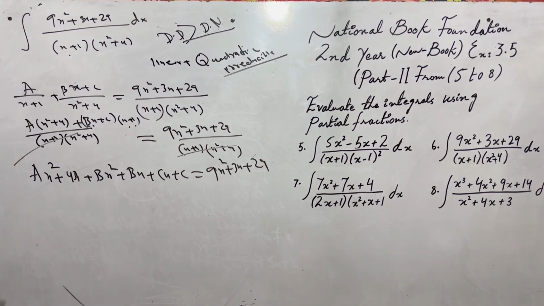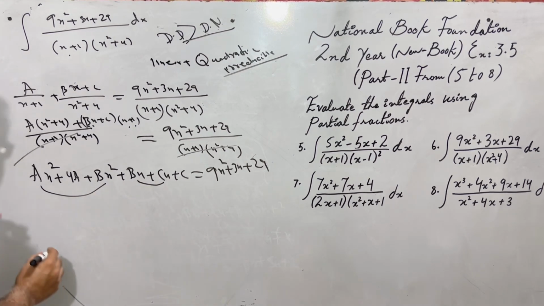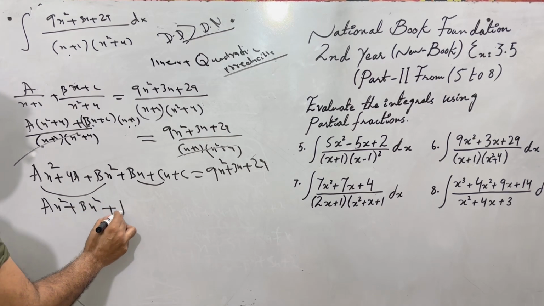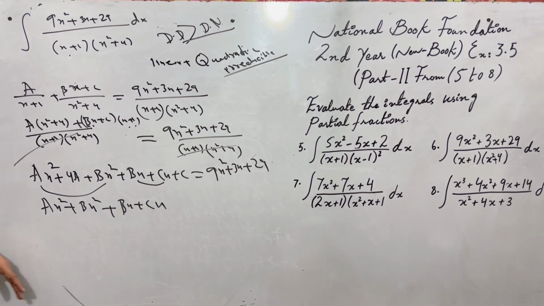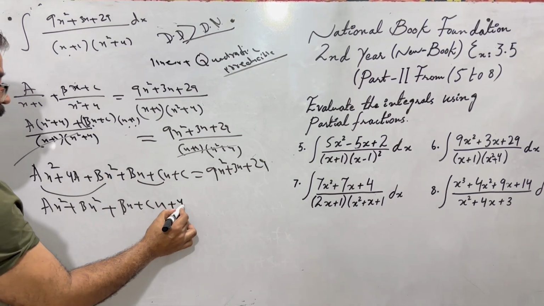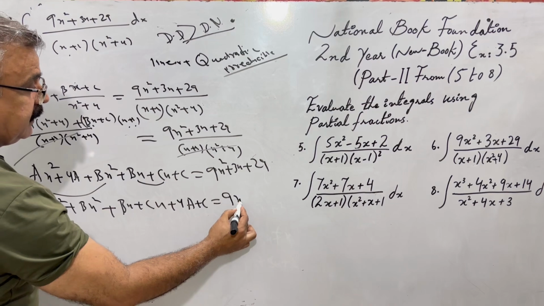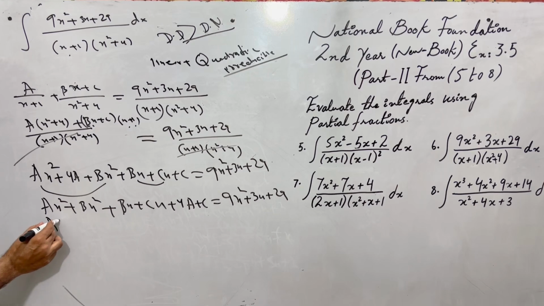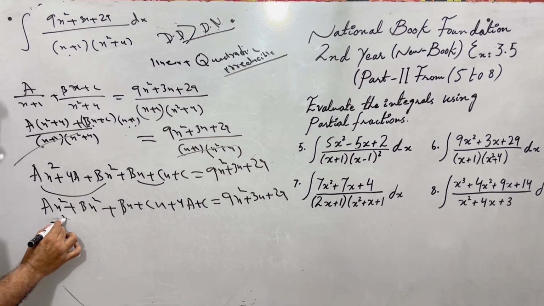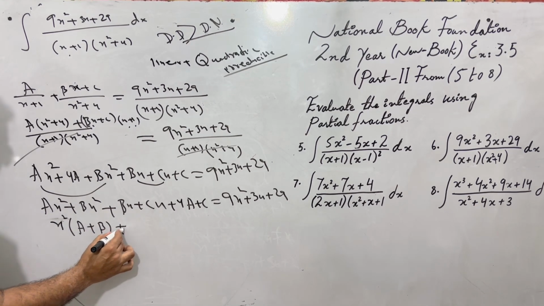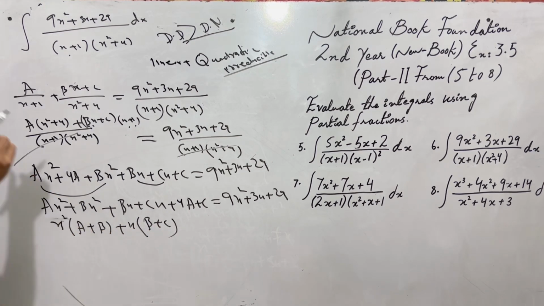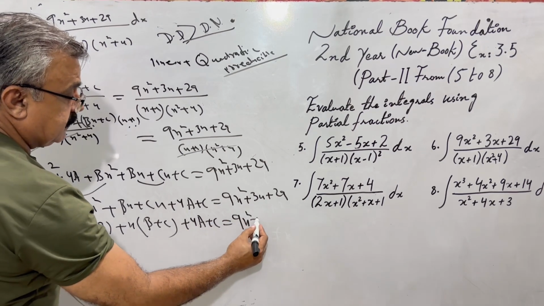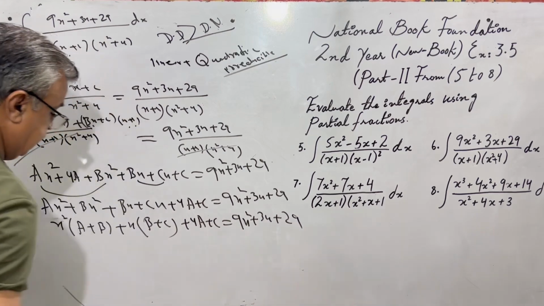It's our answer. Collecting the like terms: first x square, then x, then whatever. ax square plus bx square, plus bx plus cx, plus 4a plus c, is equal to 9x square plus 3x plus 29. Now taking x square common and comparing, we have a plus b. Taking x common, b plus c. In that case, the constant is 4a plus c.